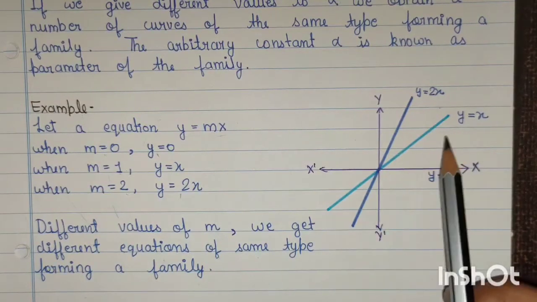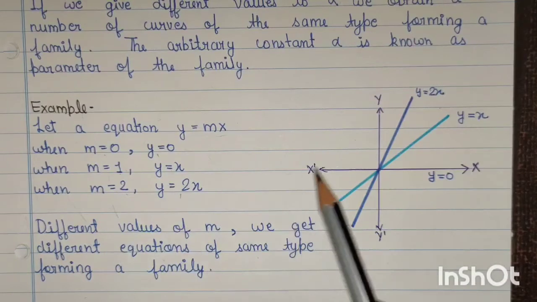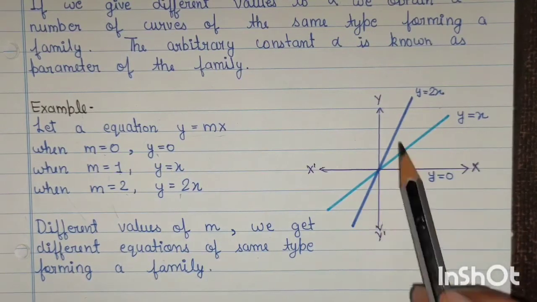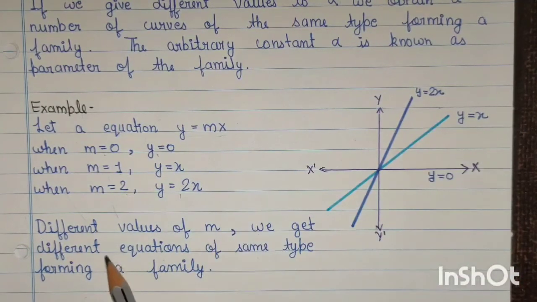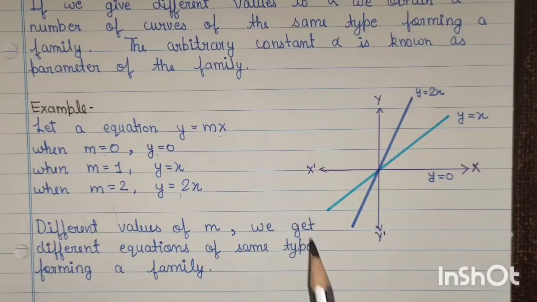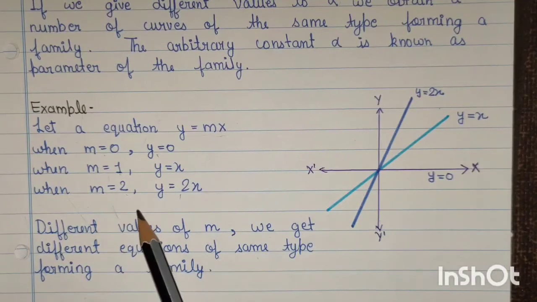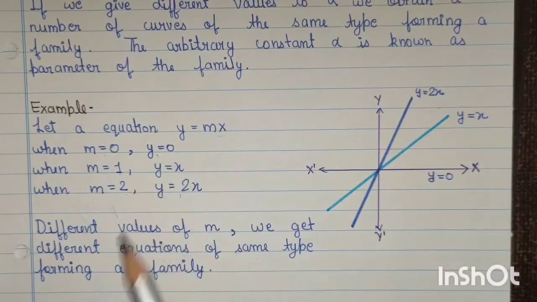We can clearly see that if we give different values of m, we get different equations of the same type, forming a family, where the lines y = x and y = 2x are of the same type. Here m is the parameter of the family and the equations y = 0, x, 2x are the members of the family.